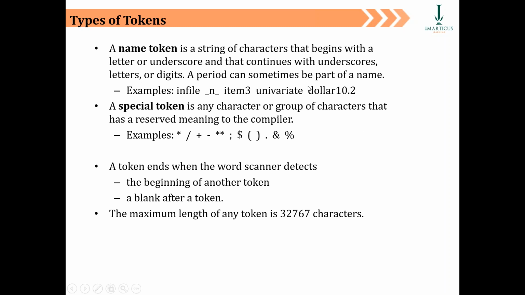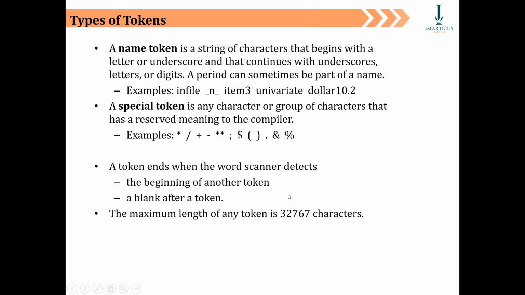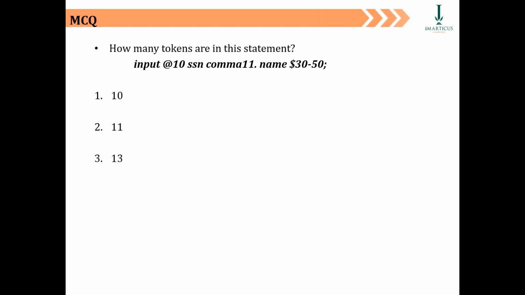Like if we go back and understand this again, it is actually talking about a literal token, which could be any text in either single or double quotation. Similarly, this could be one number, 23, one token, and if it is coming like this, it will be one token. Okay, now tell me how many tokens are there in this statement. Count it.